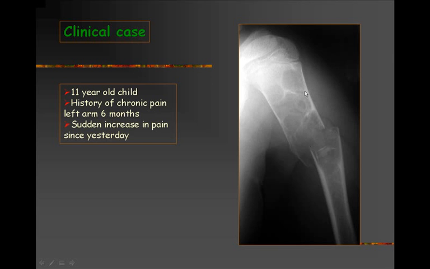The underlying pathology here is that of a simple bone cyst, and a fracture through the cyst will be termed a pathological fracture. Any fracture that occurs through a bone that has an underlying pathology pre-existing is called a pathological fracture.